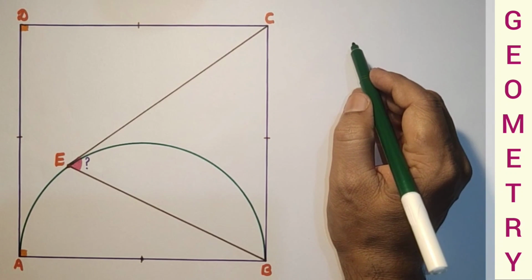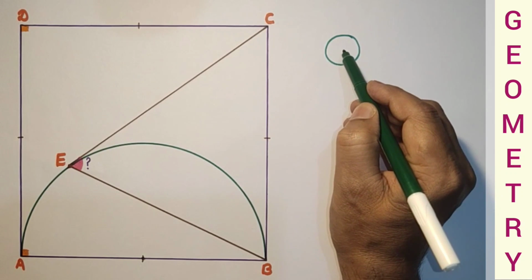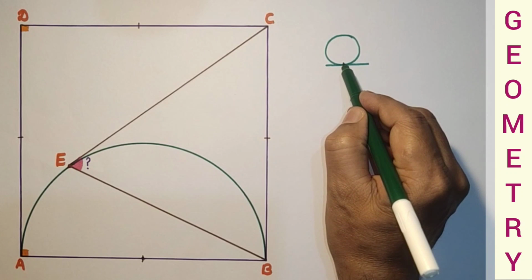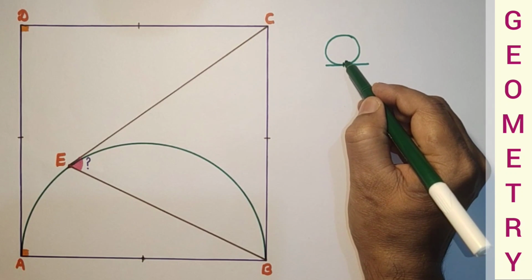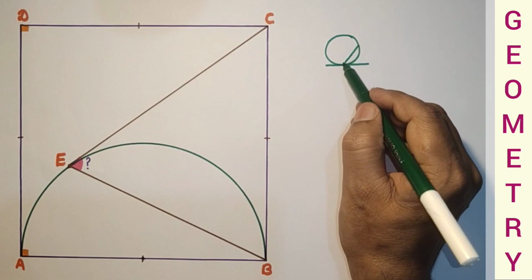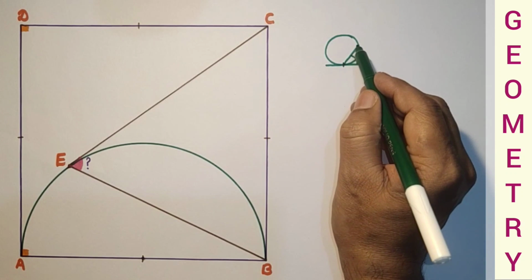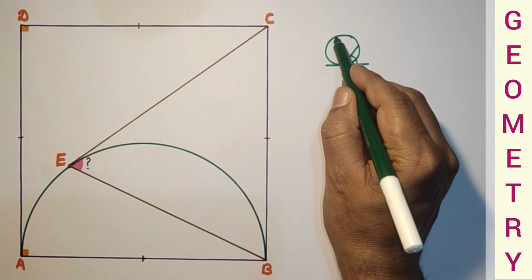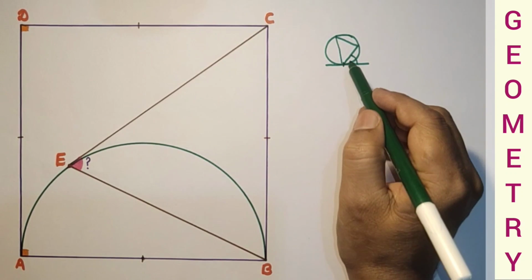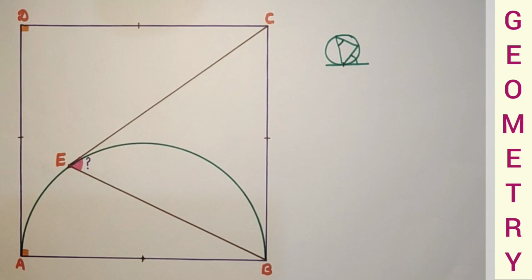In a circle or semicircle, if this is a tangent and from the point of contact this chord is drawn, then the angle between the chord and the tangent will be equal to the angle subtended by this chord in the alternate segment. That means this angle is equal to this angle. This is the alternate segment theorem.